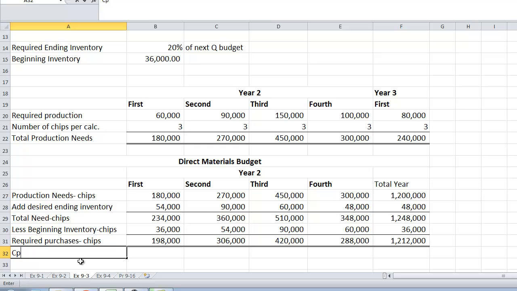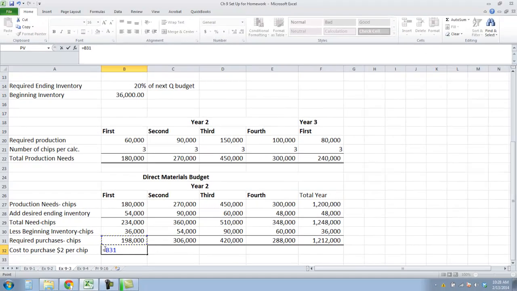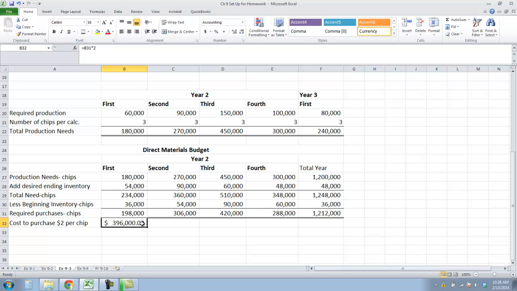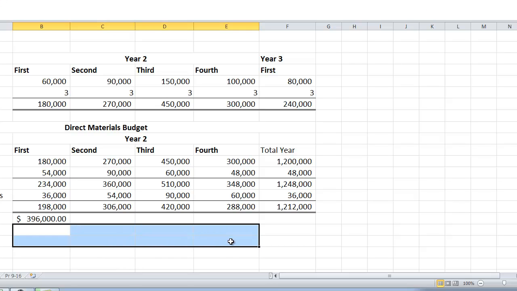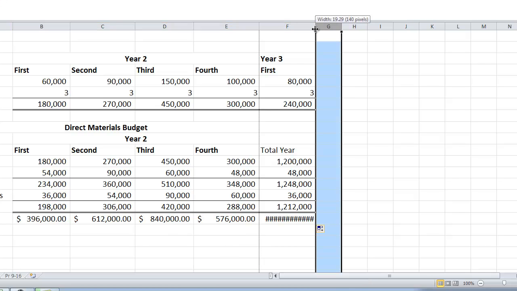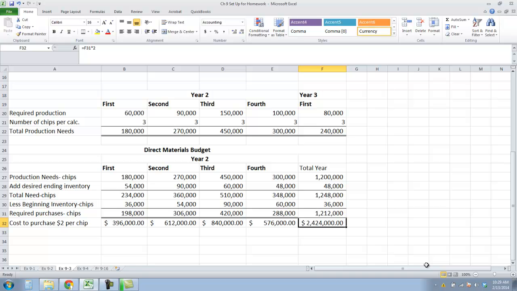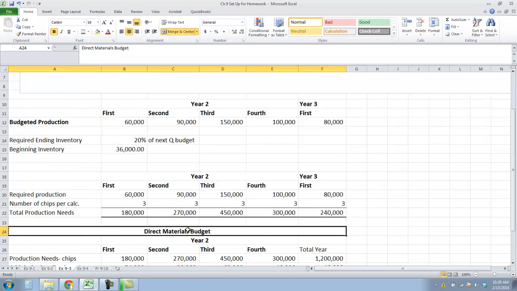Now we know that the cost to purchase is $2 per chip. All I'm going to do is take the number of chips we have to purchase and multiply by $2. And this is a dollar figure. So this is how much we're going to have to spend on direct materials per quarter. And I'm going to drag my formula across, assuming I can grab it. So this year, we will spend $2,424,000 purchasing chips. This is a direct materials budget.